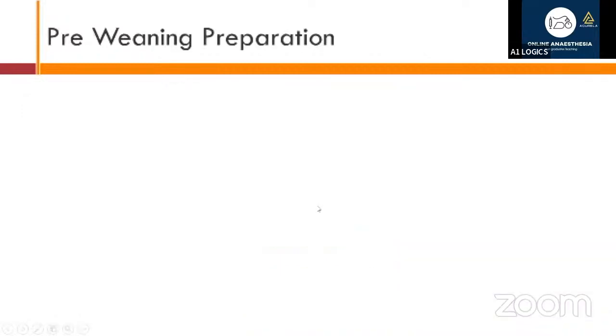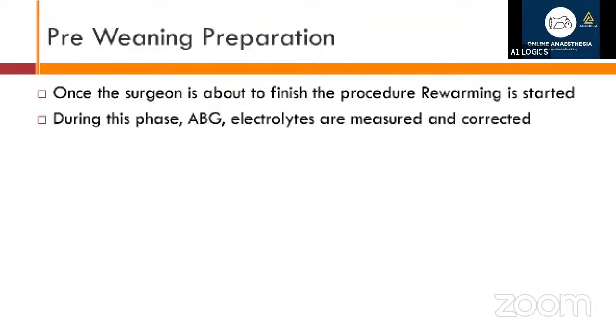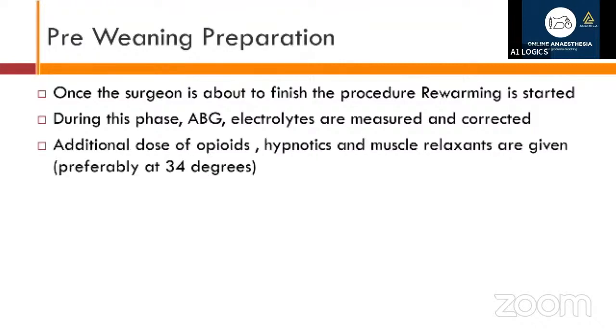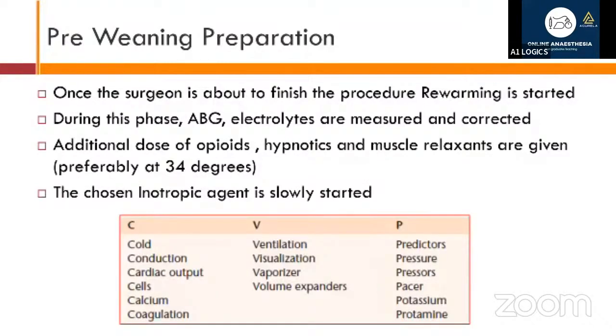So, pre-weaning preparation. Once the surgeon is about to finish surgery, the first thing he will do is tell the perfusionist to start rewarming. In this phase, you have to do an ABG and correct the ABG and electrolytes. Because the patient is in the rewarming phase, the hypothermia itself would have acted as an anesthetic. But now during rewarming, the patient will have a light plane of anesthesia, and you will have to add opiates and hypnotics to the patient. And the inotropic agent is also started. So this is Romanov-Roisky's famous CVP mnemonic during the pre-weaning phase.